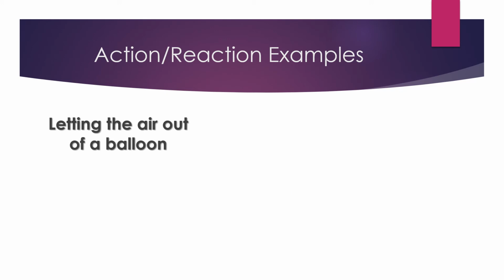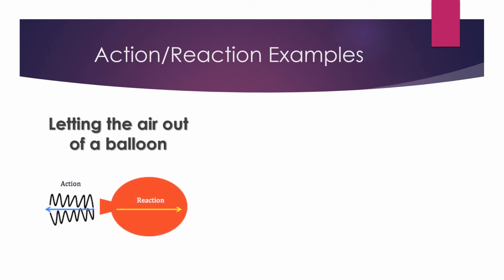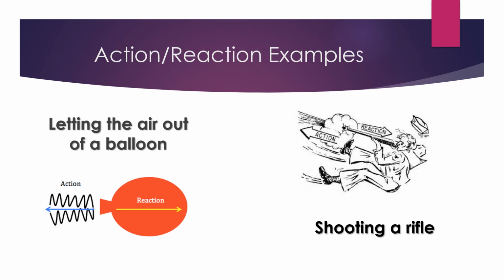A few more examples. Letting the air out of a balloon, right? If you let the air out of the balloon, the air is going to go one way and the balloon's going to go the other. Action, reaction. Equal and opposite. Shooting a rifle is another example. If you've ever shot a rifle before, it's got a kickback on it because the bullet is going out with great force in one direction, and so you're going to feel that with an equal and opposite force on your shoulder in the opposite direction.